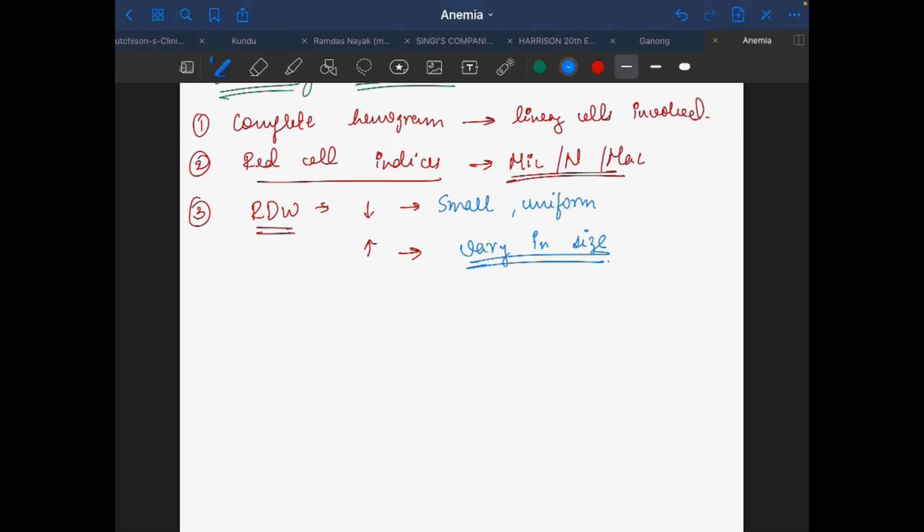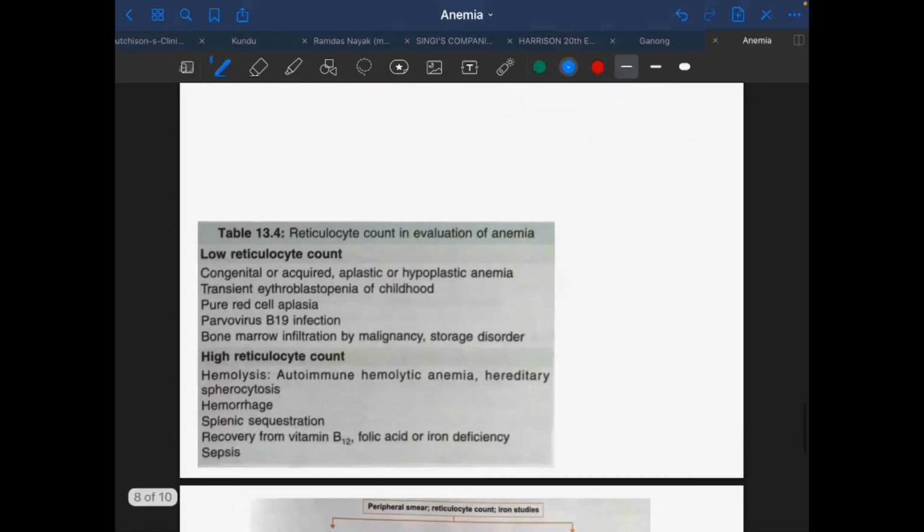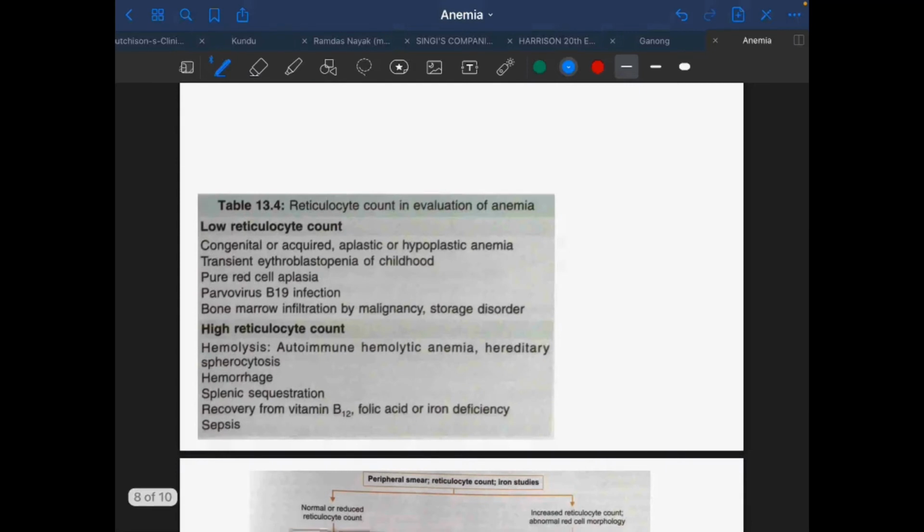Then we also check the reticulocyte count. Based on it, we have certain classification flowcharts which we'll discuss in the subsequent slides. So what are the situations where you get a decreased reticulocyte count? Congenital or acquired aplastic or hypoplastic anemia. Here we just have to memorize this so that in subsequent classes we can correlate the findings. This is just the approach, so that if a child comes to you, you can come to a proper conclusion of what type of anemia the child is suffering from. That is the main aim of this class.